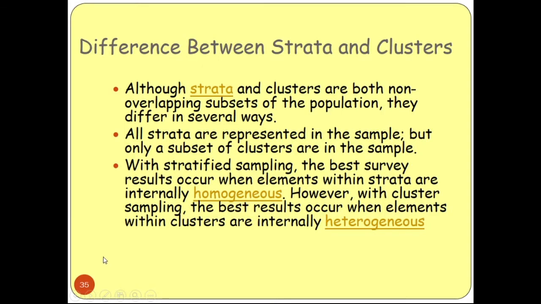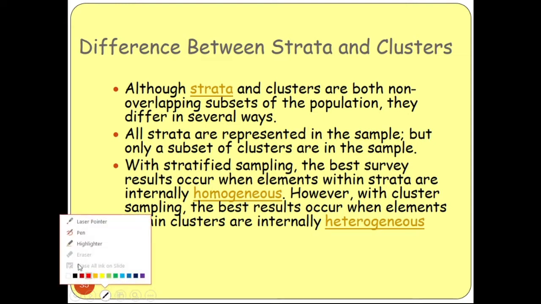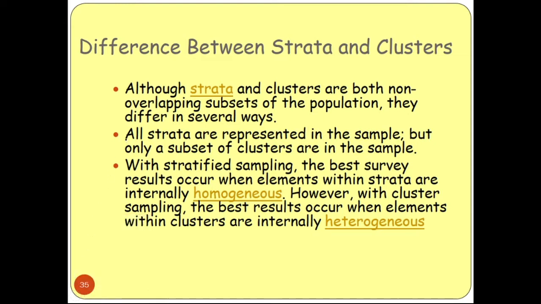So at first today we will discuss the difference between strata and clusters. Okay, so what is strata and what is cluster? Strata and clusters both are non-overlapping subsets of the populations. They differ in several ways. All strata are represented in the sample, but only a subset of clusters are in the sample.